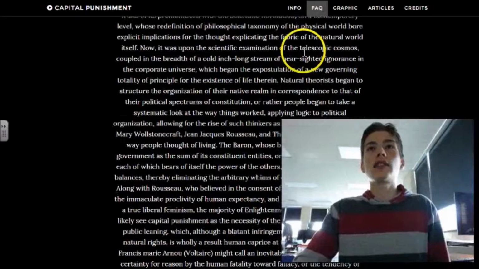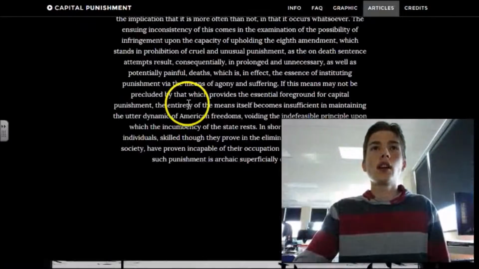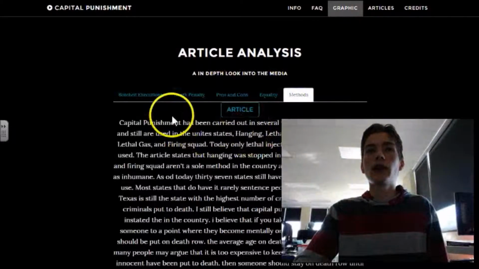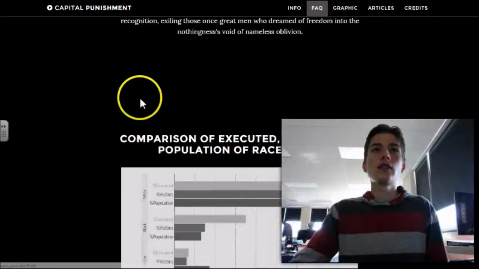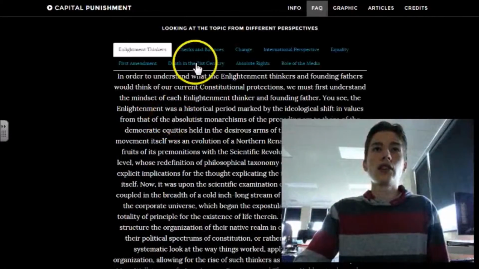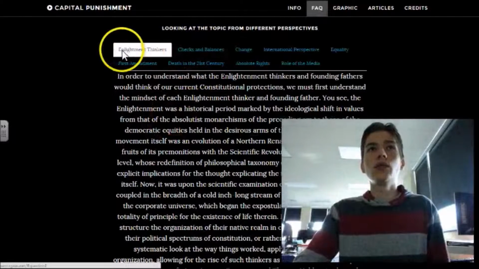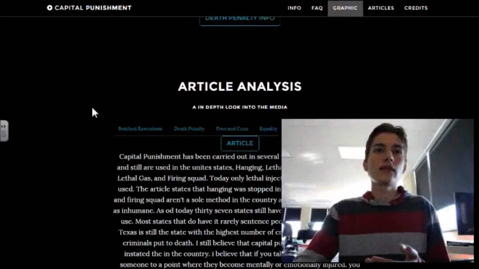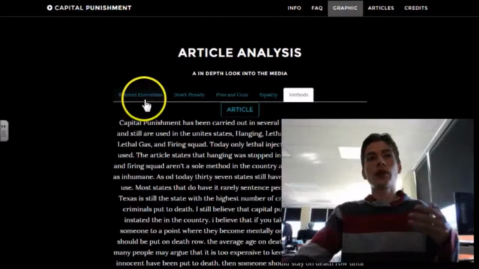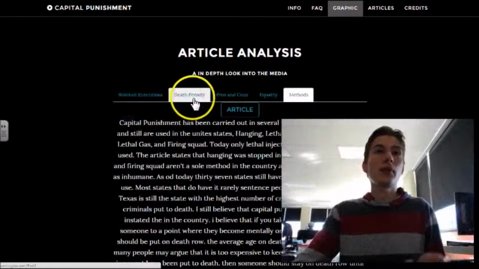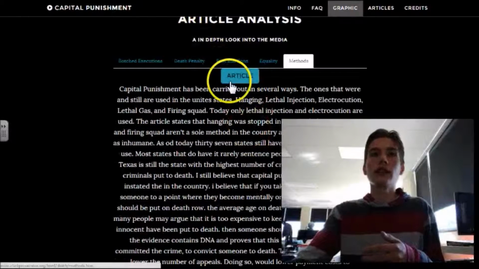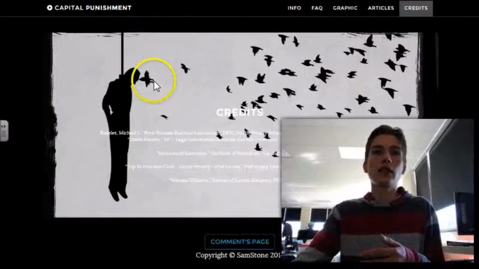The FAQ section and the articles sections are broken up into tabs. You click on the tab to see the information on each subject. The FAQ section is broken up into Enlightenment thinkers, checks and balances, change, etc. And the article analysis is broken up into botched executions, death penalty, pros and cons, equality, and methods. In each article analysis, there's a link to the article and our analysis of the article.